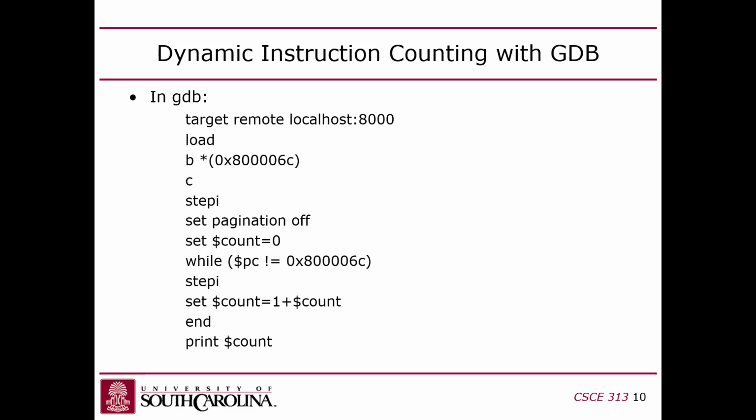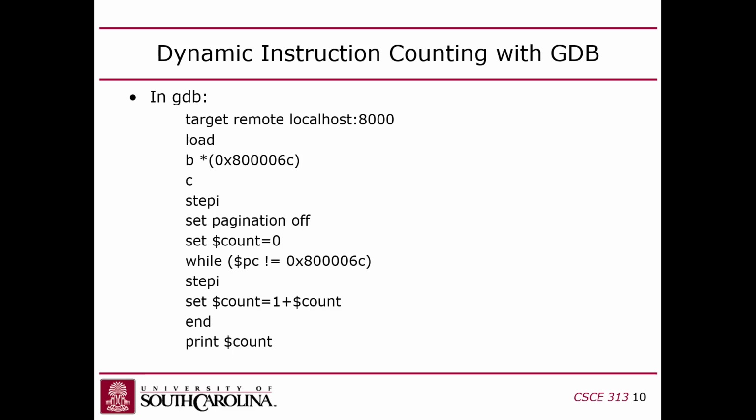Then you type set pagination off. That just turns off, like in GDB, if you print something that's more than one screen size, it'll say hit enter to continue. Turns that off. Then you say set $count 0. So that sets a counter variable in GDB, and then you set up a while loop. You say while $pc, the program counter, doesn't equal that address, the same address as above, stepi, set $count equal to $count plus 1, and then end.